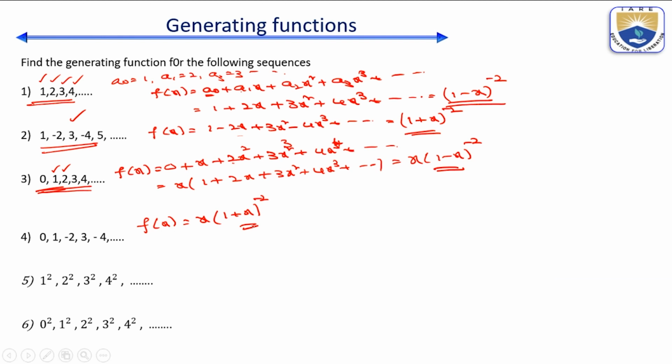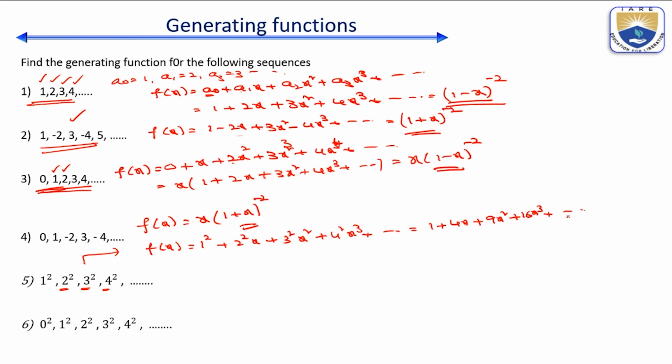And another one is, suppose here A0 is 1 square, A1 is 2 square, A2 is 3 square, A3 is 4 square, like that it will be. So now f of x is equal to 1 square plus 2 square into x plus 3 square into x square plus 4 square into x cube plus and so on. So this is 1 plus 4x plus 9x square plus 16x cube plus and so on.